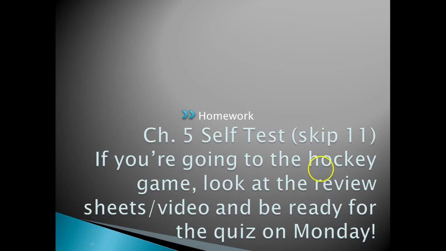Now this is important. If you're going to the hockey game tomorrow, make sure you look at the review materials. The video is online already, so go ahead and take a look at that. All it really is, is the video showing how to do a couple problems from the review sheets. So give them a shot. Look at the video if you need a little nudge in the right direction. And be ready for the quiz on Monday.